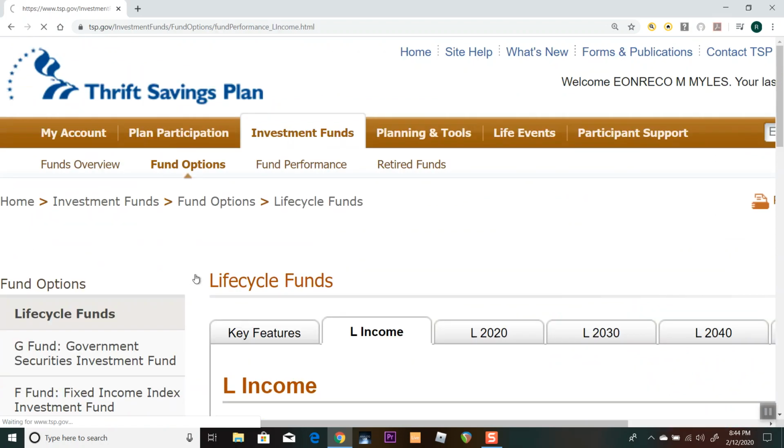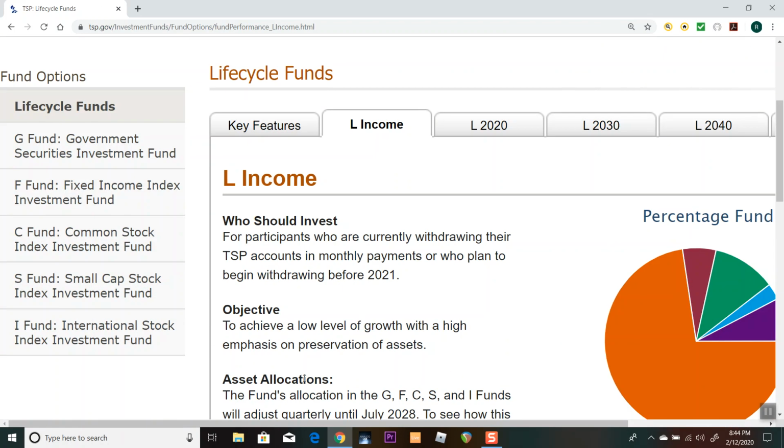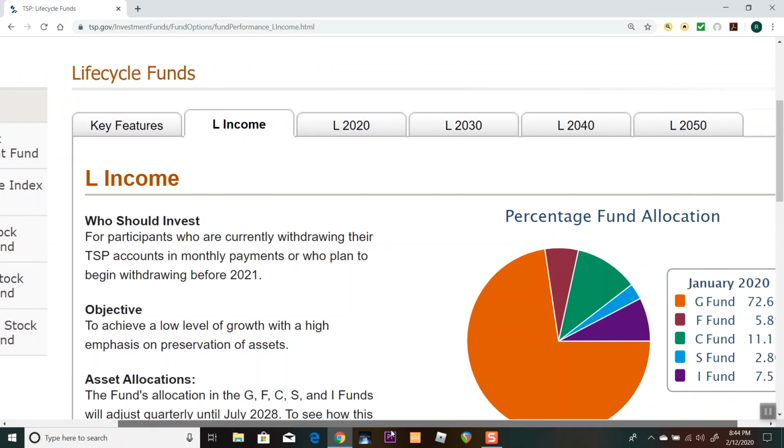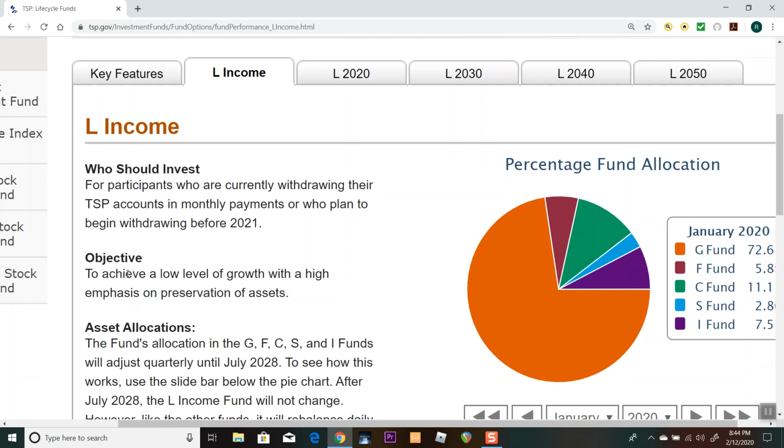The first one is L Income. And if you look at this, it will tell you exactly what the objective is, who should invest. This is for participants who are currently withdrawing their TSP accounts in monthly payments or who plan to begin withdrawing before 2021. And the objective is to achieve a low level of growth with a high emphasis on preservation of assets. So that means it's already being distributed to you and you don't want to lose anything. You don't want to lose the value of the account that's already there.